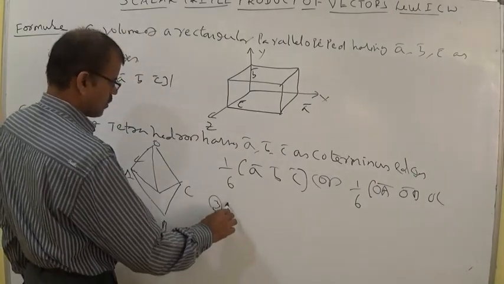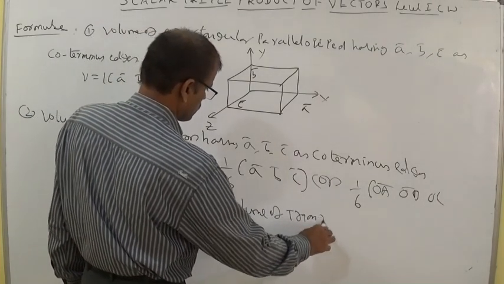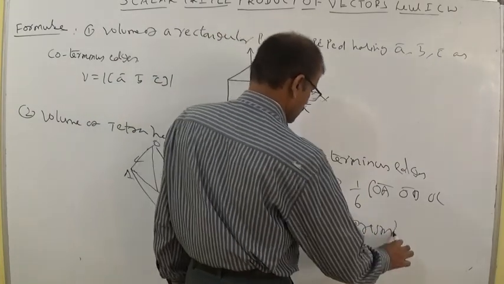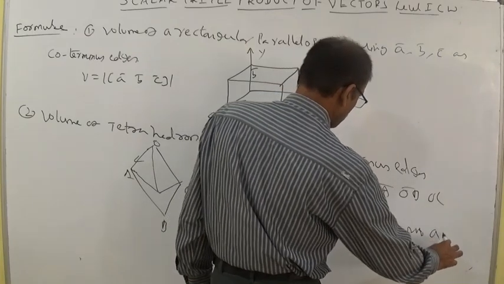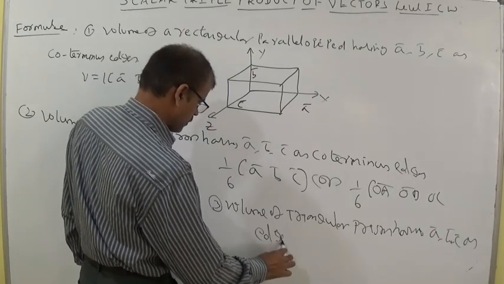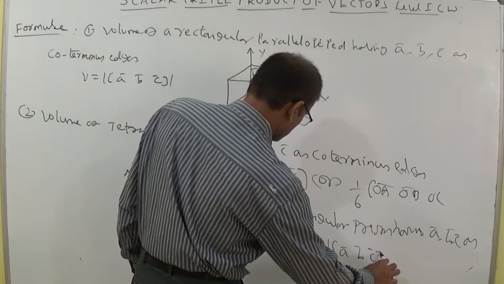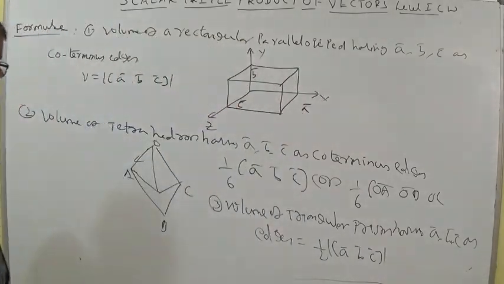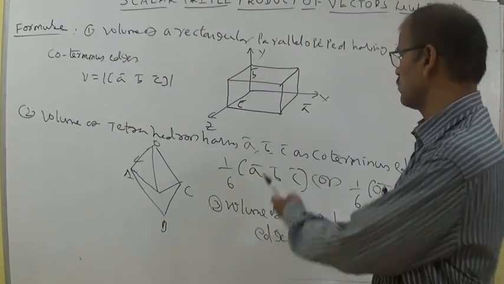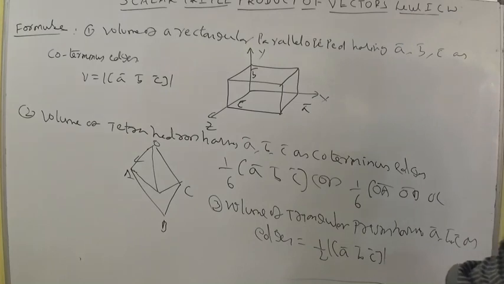Next, volume of a triangular prism having A bar, B bar, C bar as edges is equal to 1/2 modulus of box A bar, B bar, C bar. These are the volume formulas. Tetrahedron formula is 1/6, the rectangular parallelepiped volume V is equal to box ABC, and this is a prism.